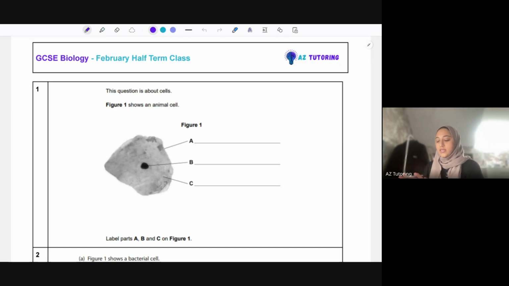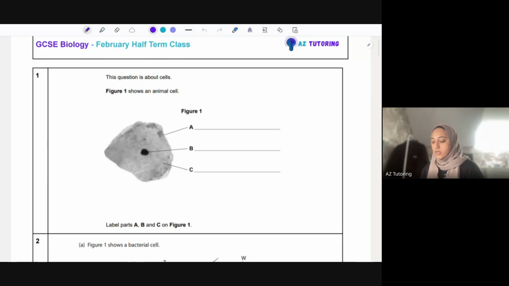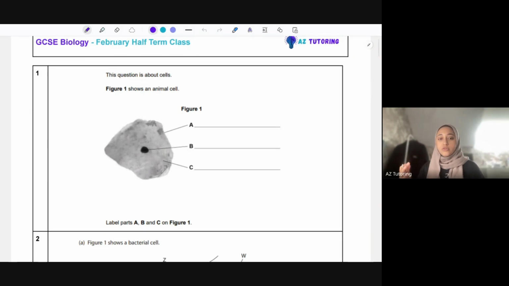Okay, so for this class, it's going to be loads of exam questions that we're going to go through for biology. This is a mixture of Edexcel and AQA exam questions. And as we're going through the questions, I'll go over the content as well, just as we're going through. So we'll get started because we've got quite a few questions to go through.